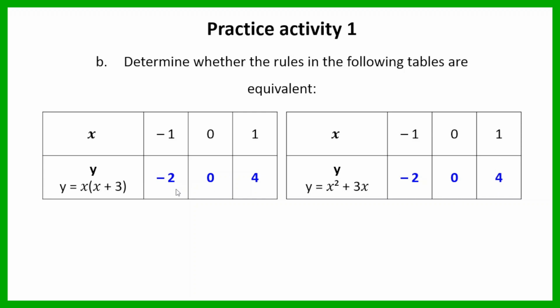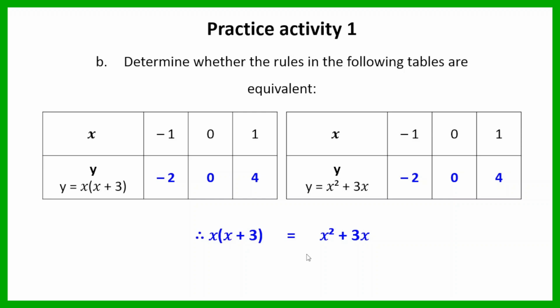So now because you can see that for the same input values, the output values are all the same as each other for the two different rules. That means I can say that this rule over here, x times x plus 3 in brackets, and this rule over here, x squared plus 3x, are equal to each other. They are equivalent. They will always give the same results. Okay, so that is the one way of determining equivalence of rules.